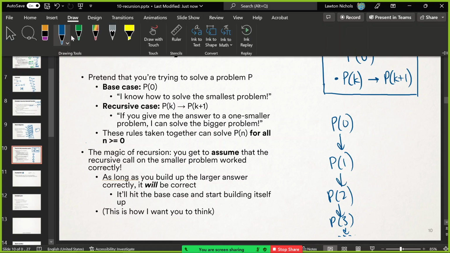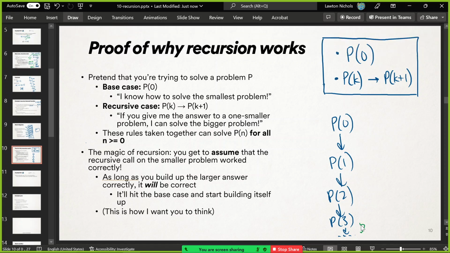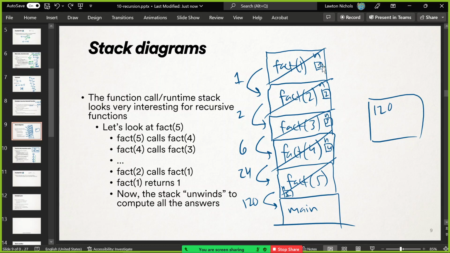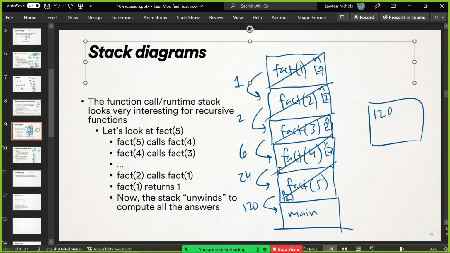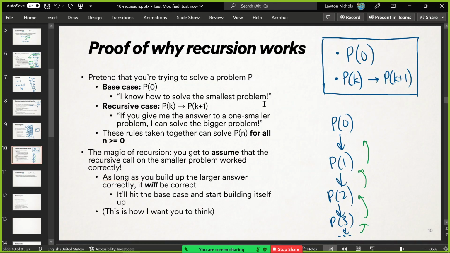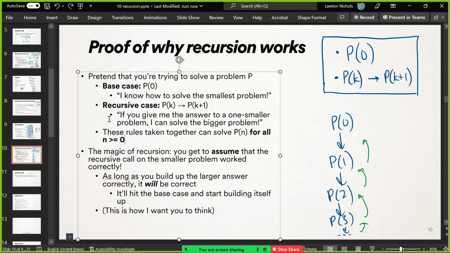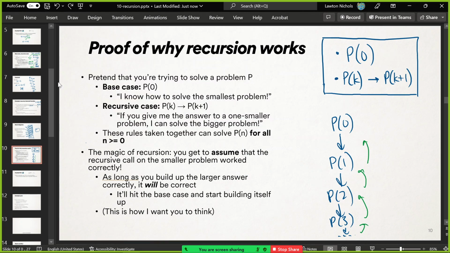When you actually program this, though, you're going to start from the original problem. Like, you're going to start from P of 5. You're going to work your way down to the base case. And then it's going to start building itself back up using this idea. That's what we were noticing happening here on the stack. That's why recursion works, in a nutshell. Are there any questions about the first half of this slide? Does that make any sense at all? It's a very, very powerful concept. And it is a bit magical.